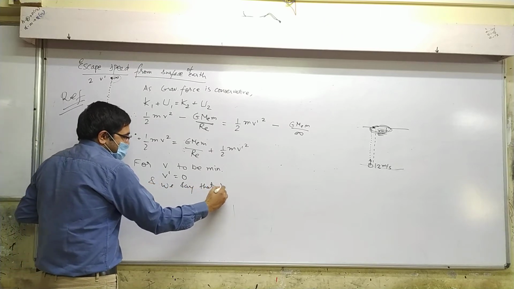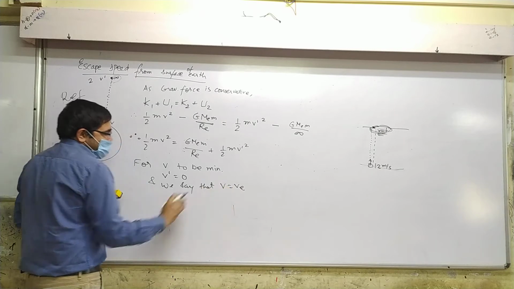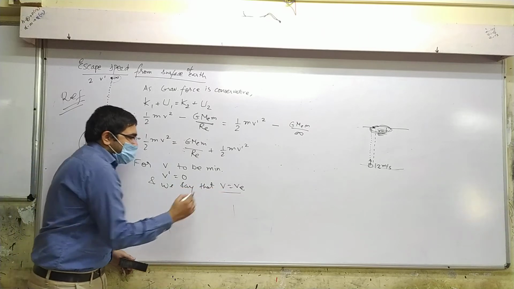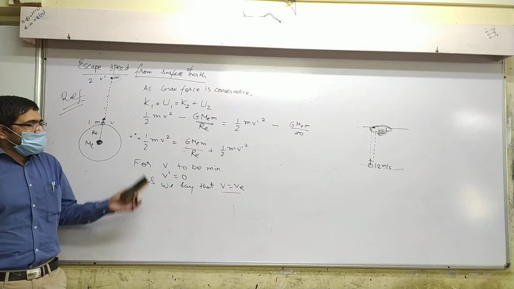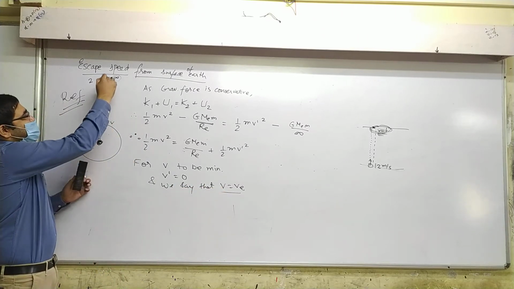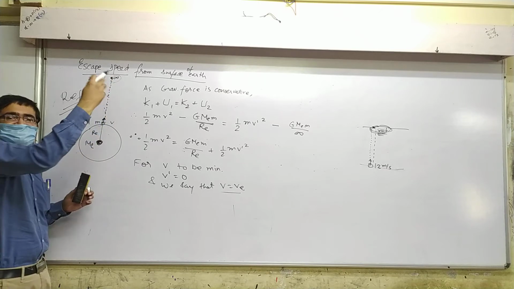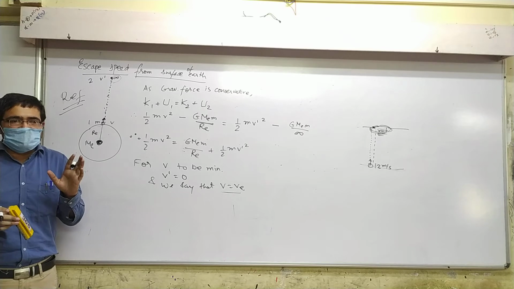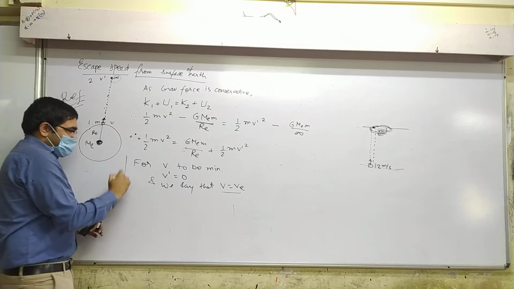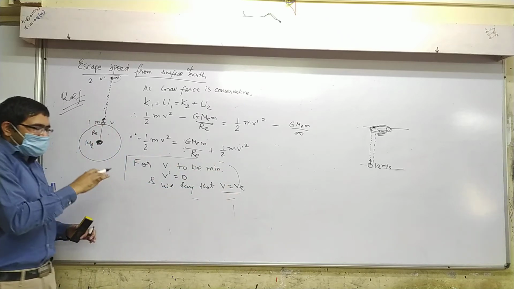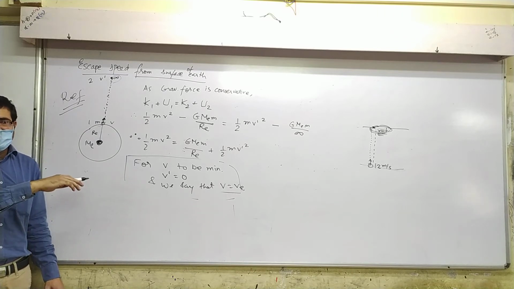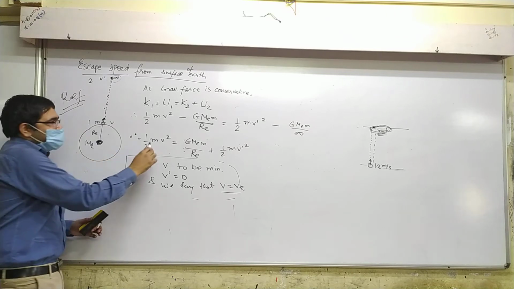So for V to be minimum, V dash is 0, and we say that V is equal to VE. Do you understand this line? Yes. Why am I calling it VE now? Because it is the minimum speed with which it can reach infinity. What's that minimum speed called? Escape speed. Clear or not clear? Yes. I hope this whole block is clear.